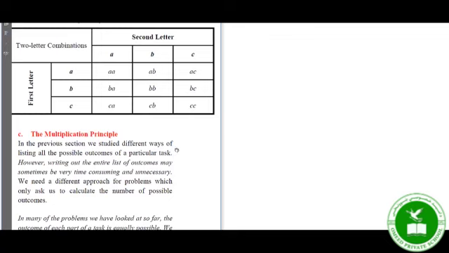In some cases, listing the number of outcomes or all outcomes may be unnecessary, or maybe a little difficult. So we cannot use the product table or listing method. We should use the multiplication principle in this case.